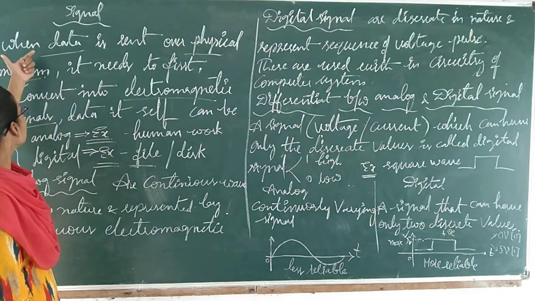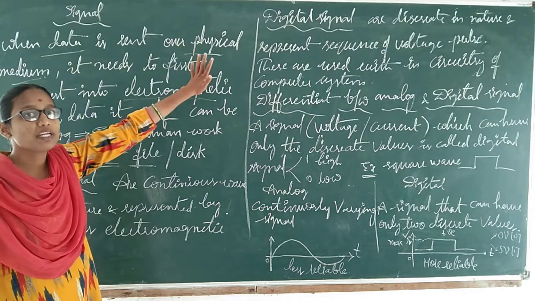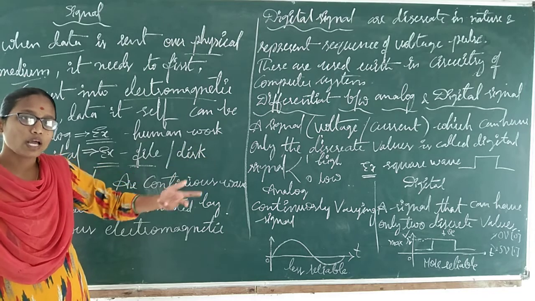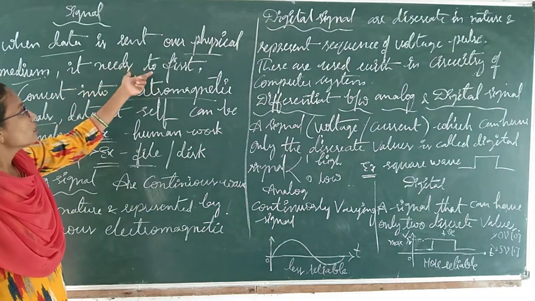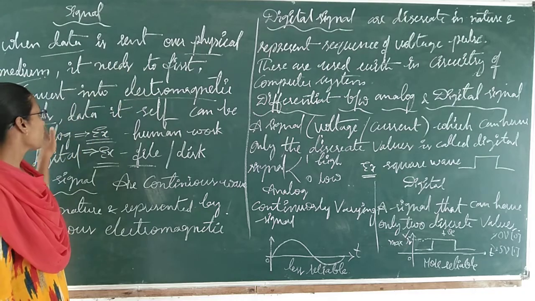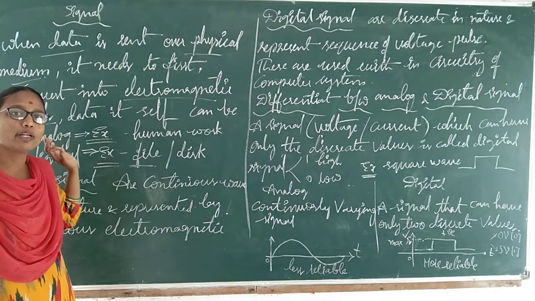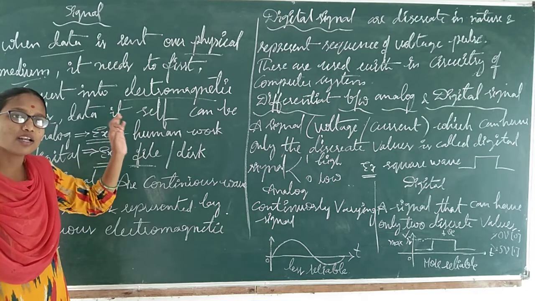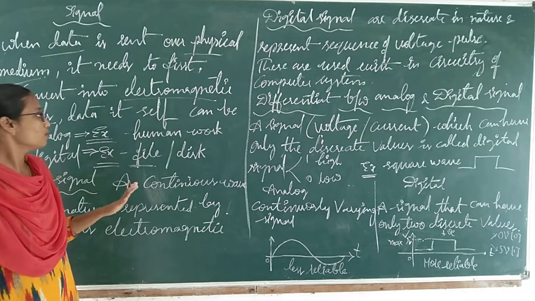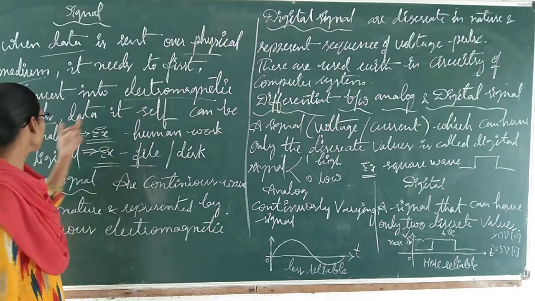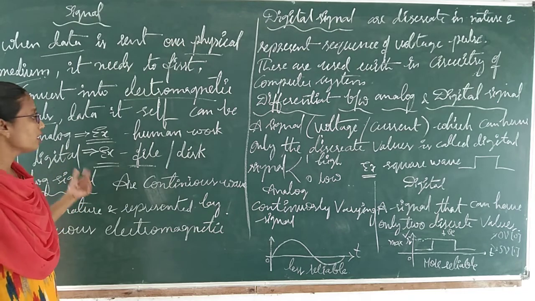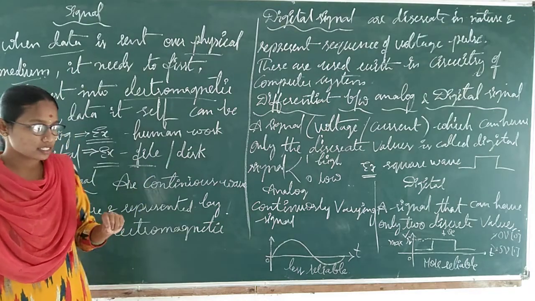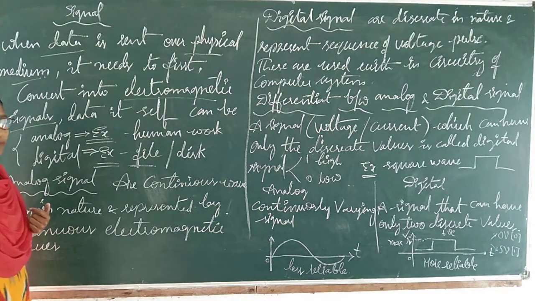What is a signal? When data is sent over a physical medium. Here the physical medium is a mobile phone, computer, or laptop. First it needs to be converted into electromagnetic signals. Inside the electromagnetic signals, it checks whether it is an analog signal or a digital signal. Data itself can be analog or digital. Here the examples: analog, human voice; digital, files or a disk. And what is an analog signal?